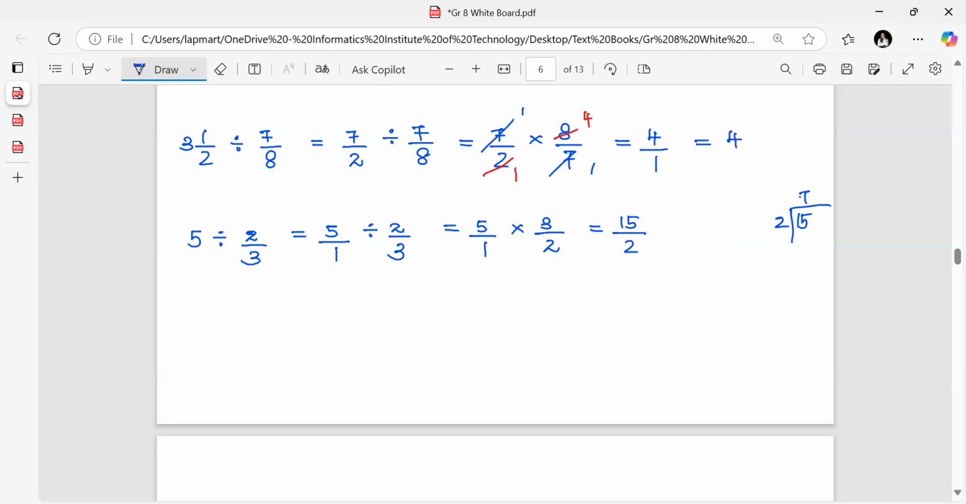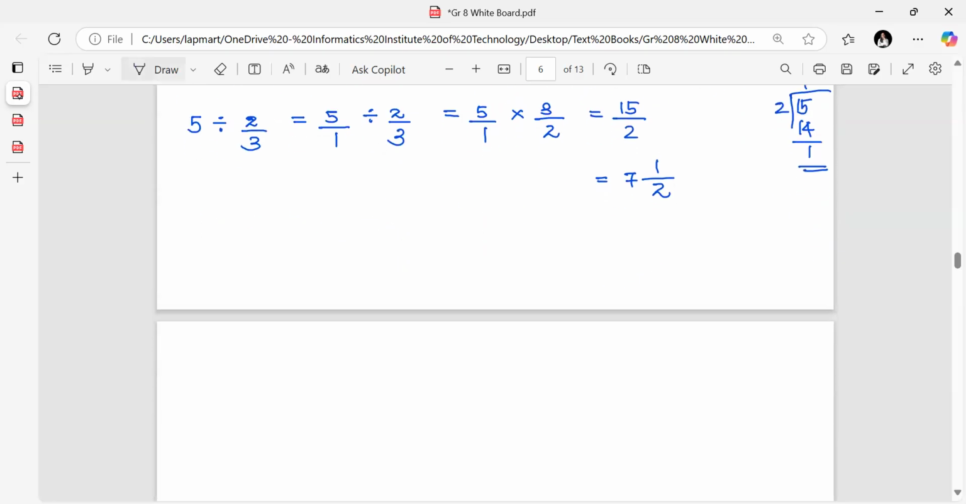When you have something like this, you know what to do. So 2 times 7, 14 and 1 remainder. How are we going to write this? 7 1/2, right? First you convert 5 into a fraction, 5/1. Then you convert the division into multiplication. 2/3 becomes 3/2. So then you see whether you can simplify anything. No, you don't have anything. 5 times 3, 15, and 1 times 2, 2. 15/2 means 7.5.